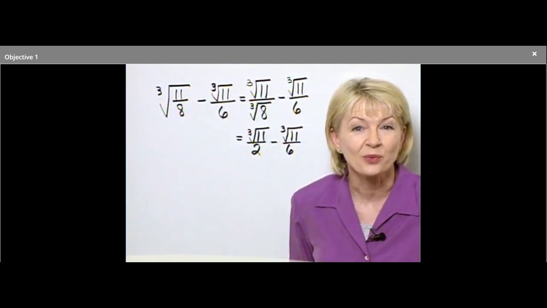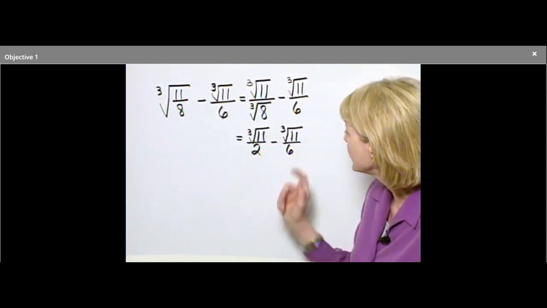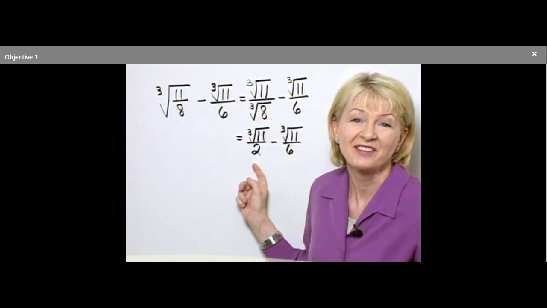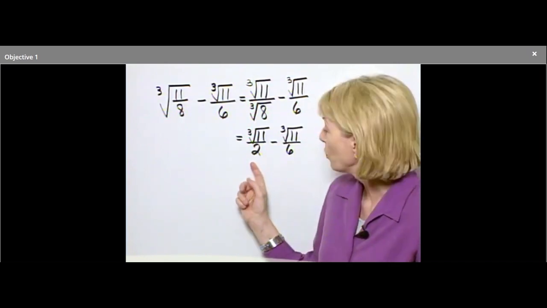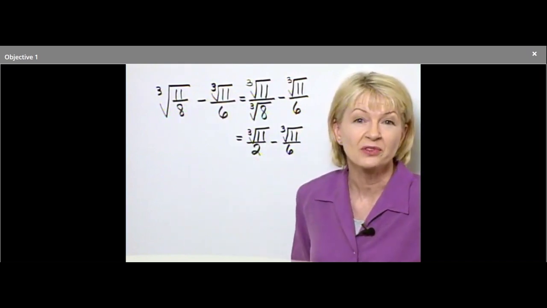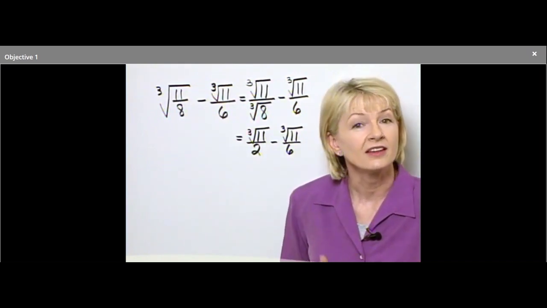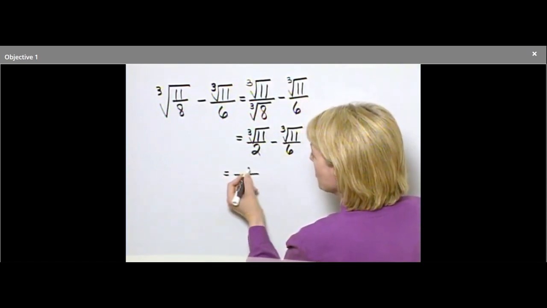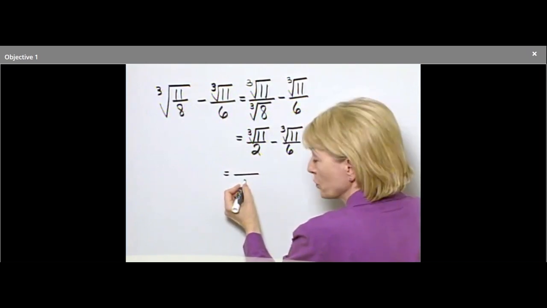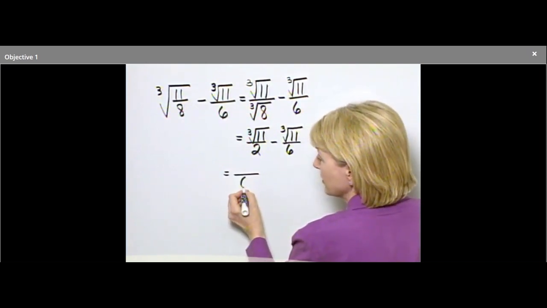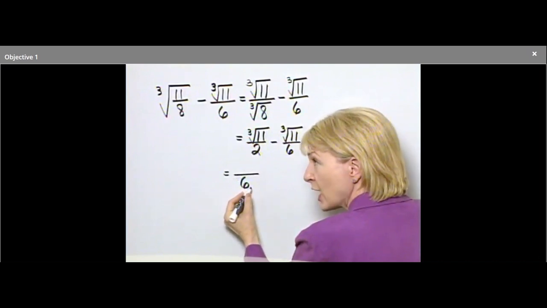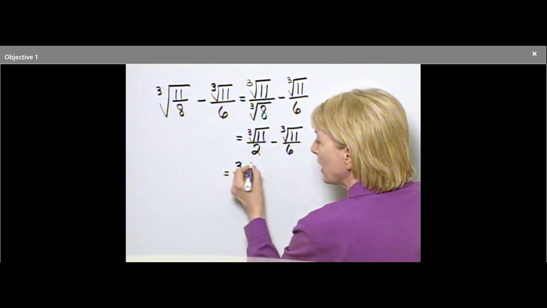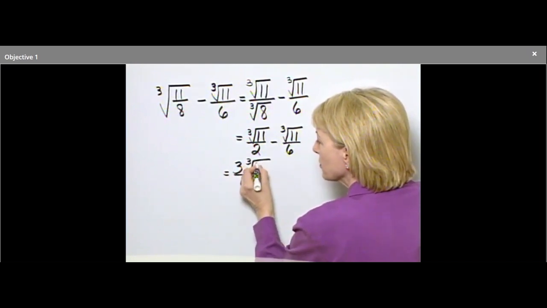These are now like radicals. I can now combine these two terms, but since we're dealing with fractions here, I've got to have the same denominator. What is the LCD of those two denominators? It is 6. So let's work with this first term. I know 2 times 3 is 6. If I multiply the denominator by 3, I must multiply the numerator by 3 also.